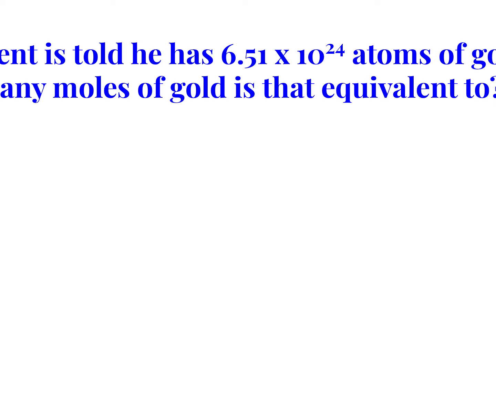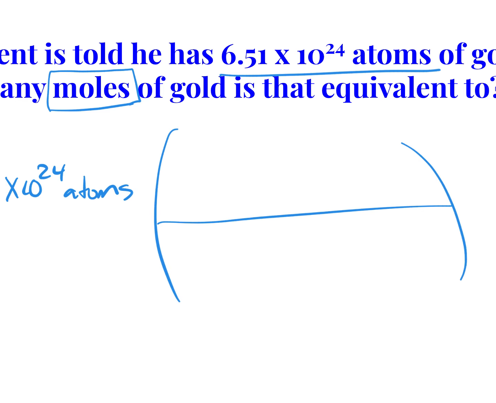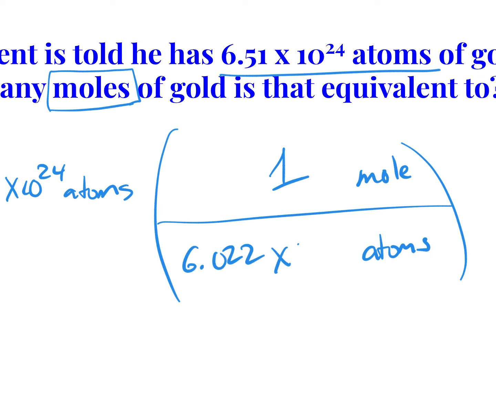So a student was told he has 6.51 times 10 to the 24th atom of gold. How many mole of gold is that? So once again, write down what you're given, and the unit. Do your conversion bracket. We start with atom on top, so we put atoms in the bottom. We go into mole, and the number in front of mole is 1. The number in front of atoms or molecule or formula unit is Avogadro's number again. Cross that out and punch it out.